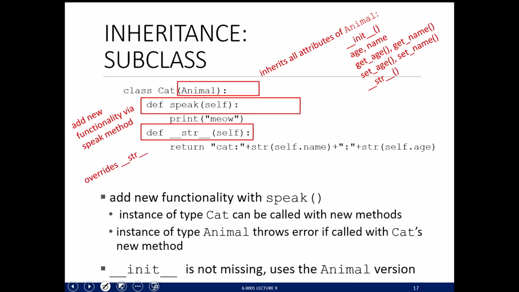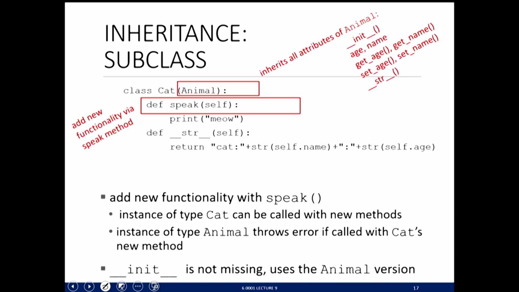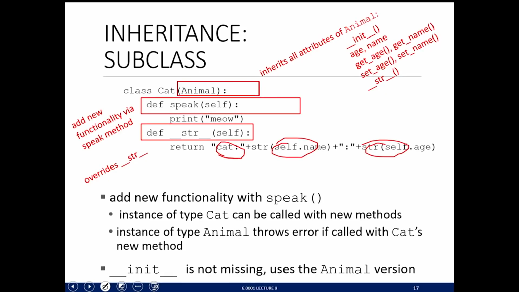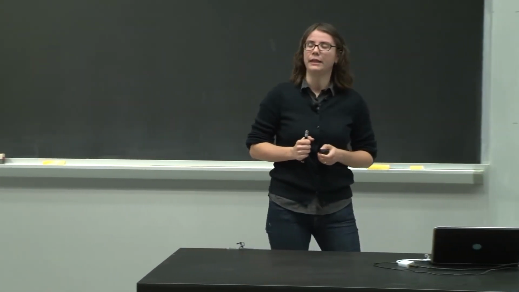Additionally, through this str method here, we're overriding the animal str. Okay? So if we go back to the previous slide, we can see that the animal's str had animal plus the name plus the age here. Whereas the cat's str now says cat, name, and the age. Okay? So this is just how I chose to implement this. Okay? So here I've overridden the str method of the animal class.